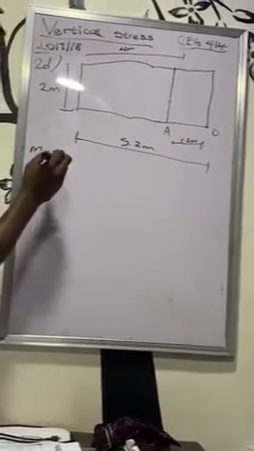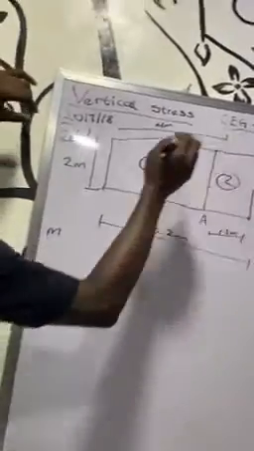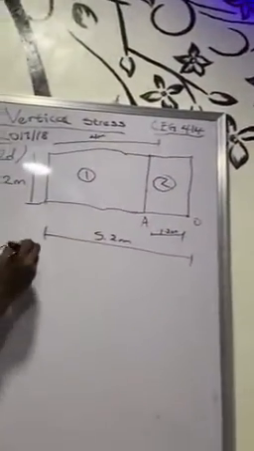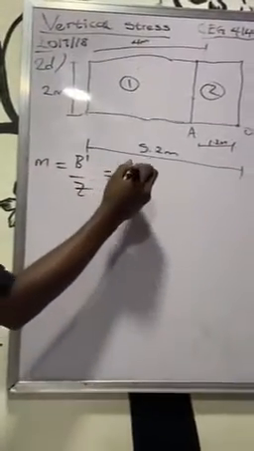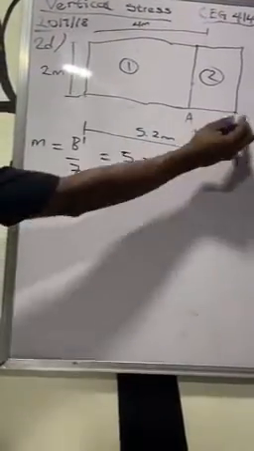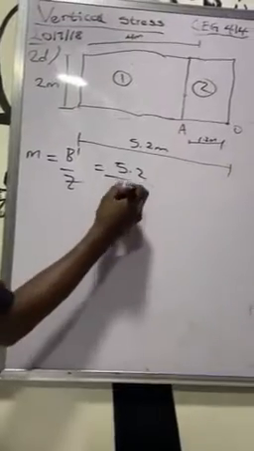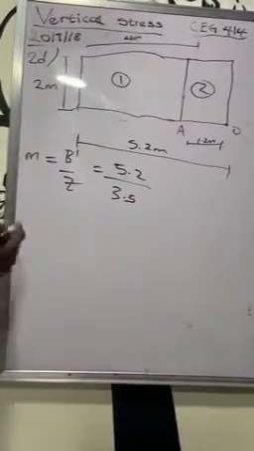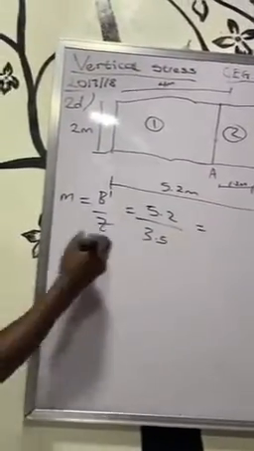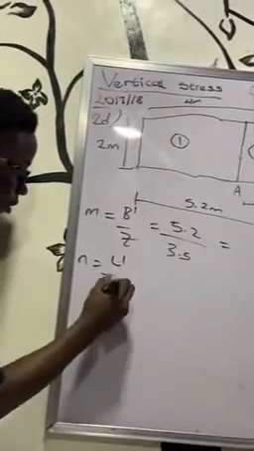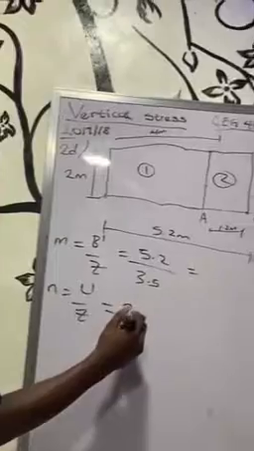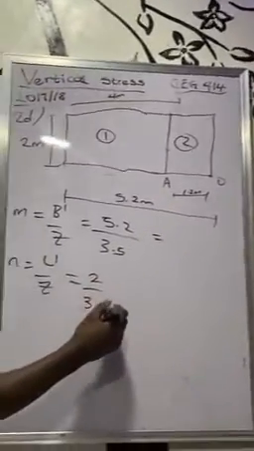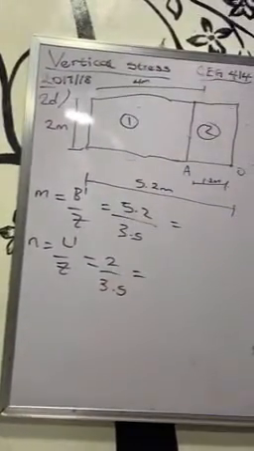M for the first rectangle, this 2 is on its own. For the first rectangle, I'll have B prime over Z. My B prime will be 5.2 here, the entire length, all over my depth, which is still 3.5, doesn't change. Q is still 100. And my N is L prime over Z. My L prime is 2, unaffected, all divided by depth, which does not change, 3.5.